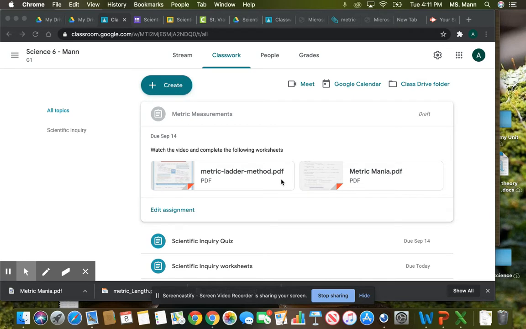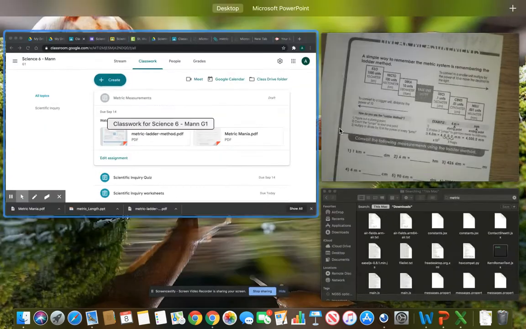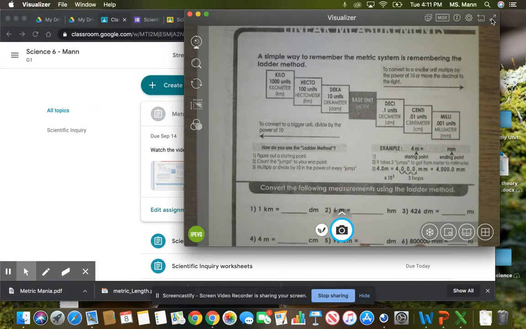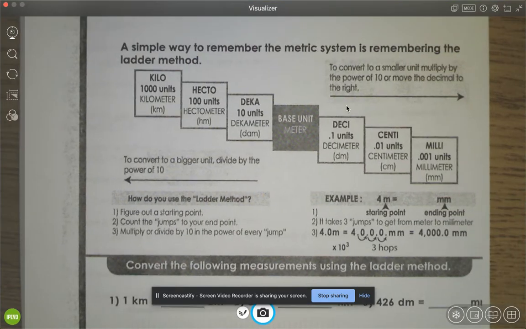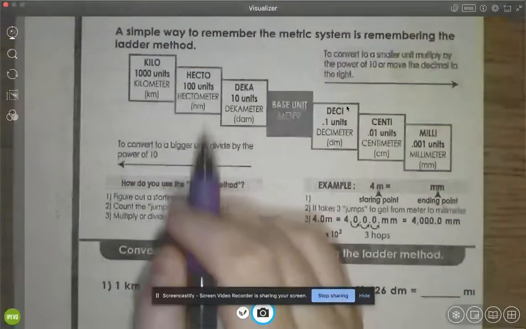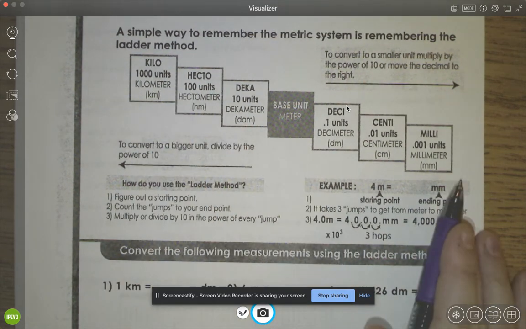Okay, so on to business. We have a total of two worksheets here. And we're going to start with this one, the metric ladder method, which looks like this if you are in my hybrid learning class. All right, so this is essentially what we are going to do. This is called the ladder method, right?